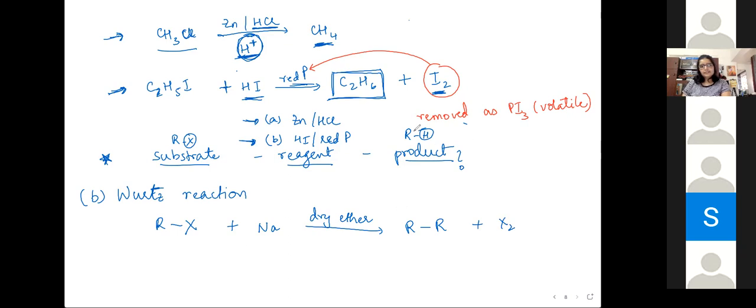In this case, you started off with one carbon atom. Your product also has one carbon atom. In Wurtz reaction, you start off with whatever x number of carbon atoms. Your final product is going to have 2x number of carbon atoms. For example, if I take the same CH3Cl, but instead of Zn/HCl or whatever, I treat it with sodium in dry ether, then I'm going to get CH3CH3 plus Cl2.